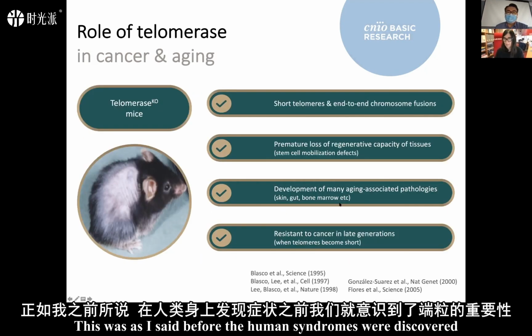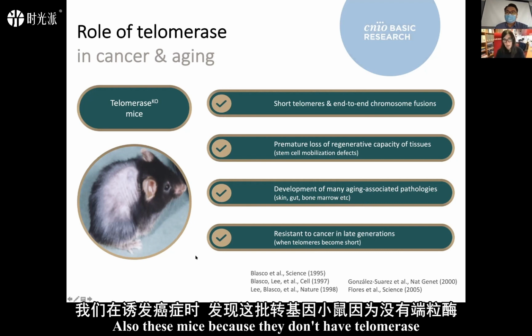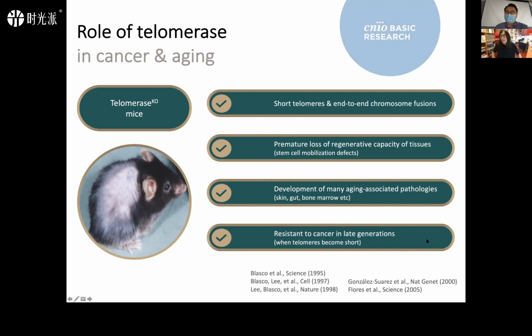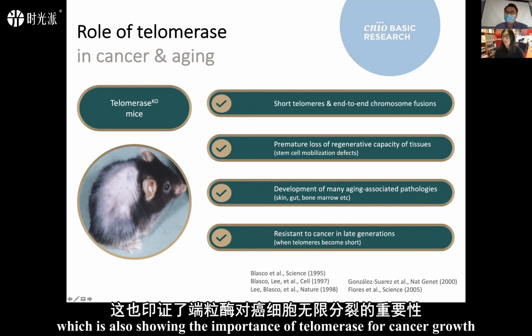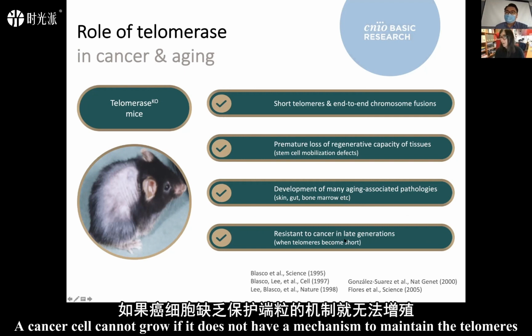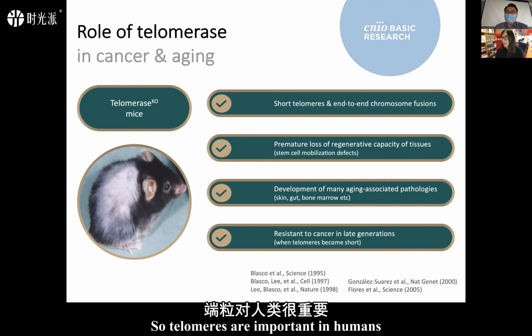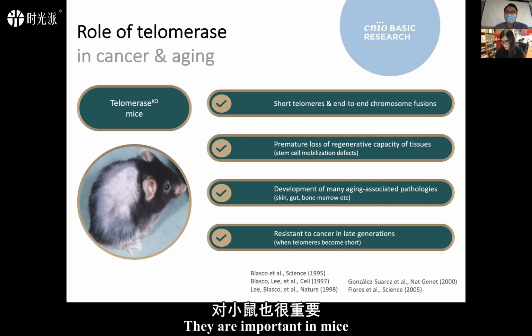This was, as I said before, before the human syndromes were discovered. Also, these mice, because they don't have telomerase, are resistant to cancer. We tried to induce cancer, which also shows the importance of telomerase for cancer growth. So a cancer cell cannot grow if it does not have a mechanism to maintain the telomeres. So telomeres are important in humans. They are important in mice.